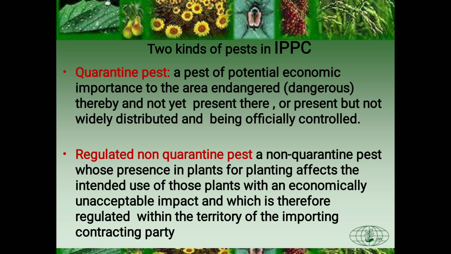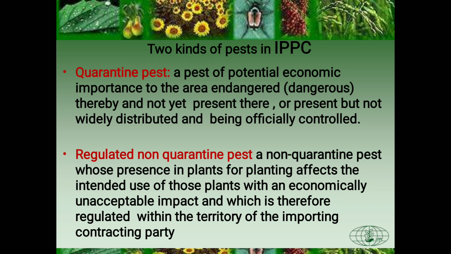That means the first possibility is that the pest is not present in an area. Second, the pest is present in that area but only limitedly distributed. Third, even though it is limitedly distributed, it causes economic impact on the plant and is controlled with the help of suitable control measures. Then it is called a quarantine pest.